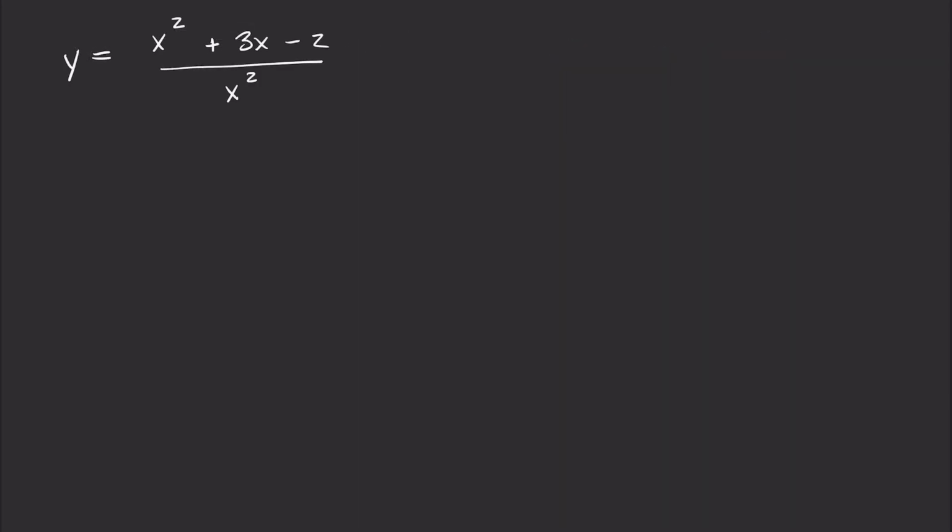Our next function, at first glance, you may think, oh, this is a quotient rule problem, but it can actually be much easier. So before you ever go to use a product or a quotient rule or any other more complicated rules, we want to see if we can rewrite our function in a simpler way so that we can use the easiest of our rules. So in this case, since our denominator is really simple, we can divide this up into multiple terms. So we can write this as x squared over x squared plus 3x over x squared minus 2 over x squared. And then we can simplify it further.